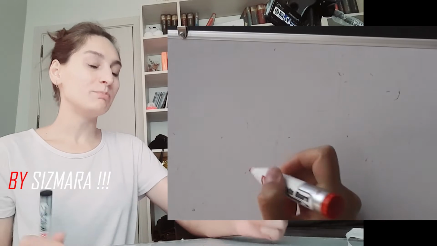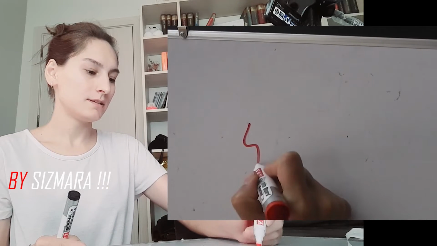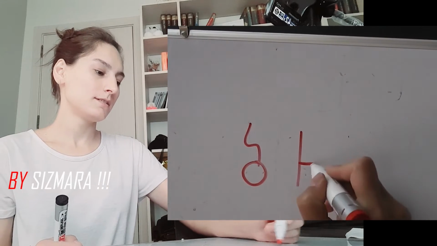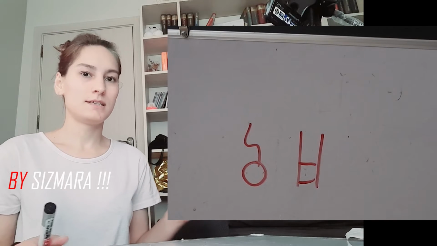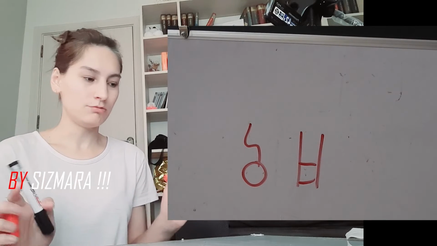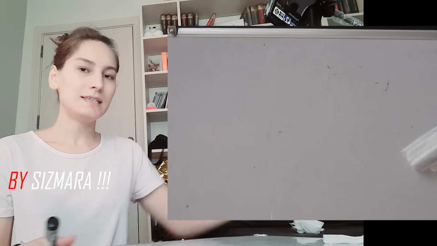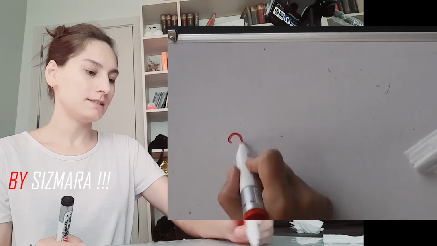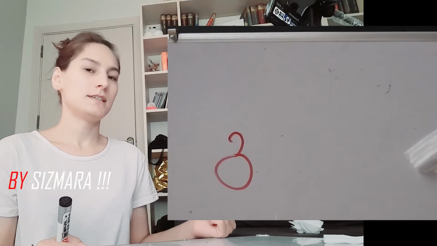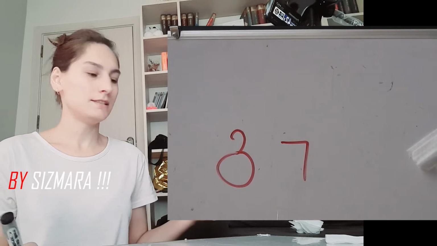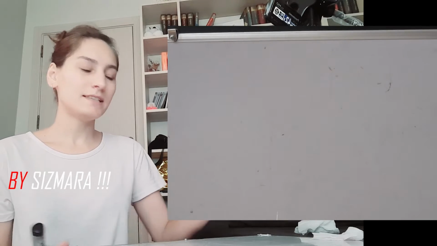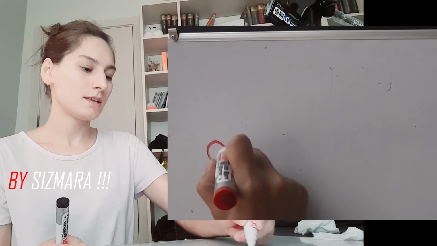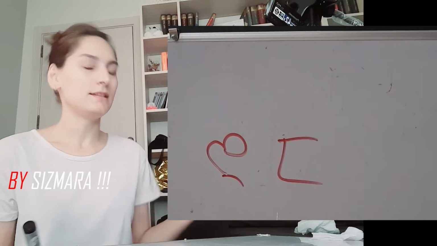Okay, the next one is B. It's the same sound as Korean. Next is G. Like this, Korean. Next is D. It's like this, Korean.